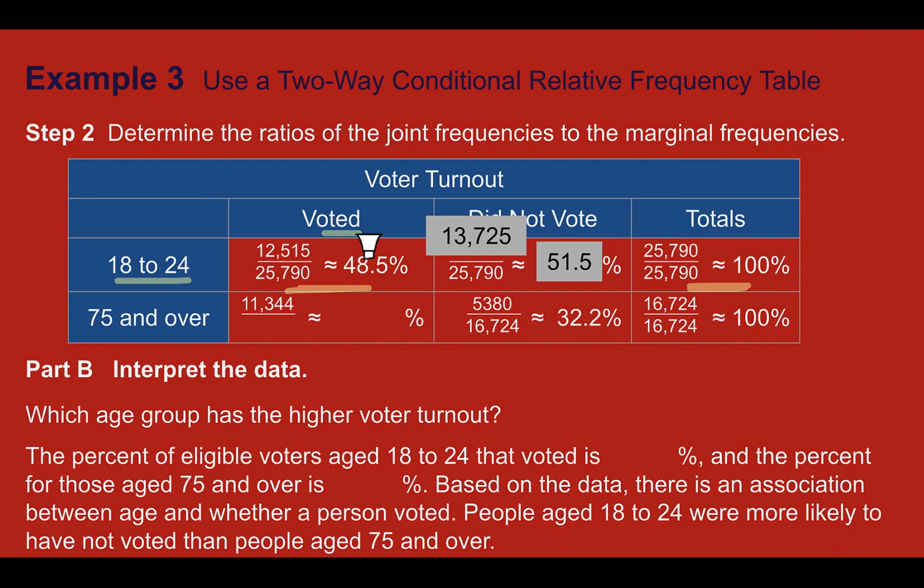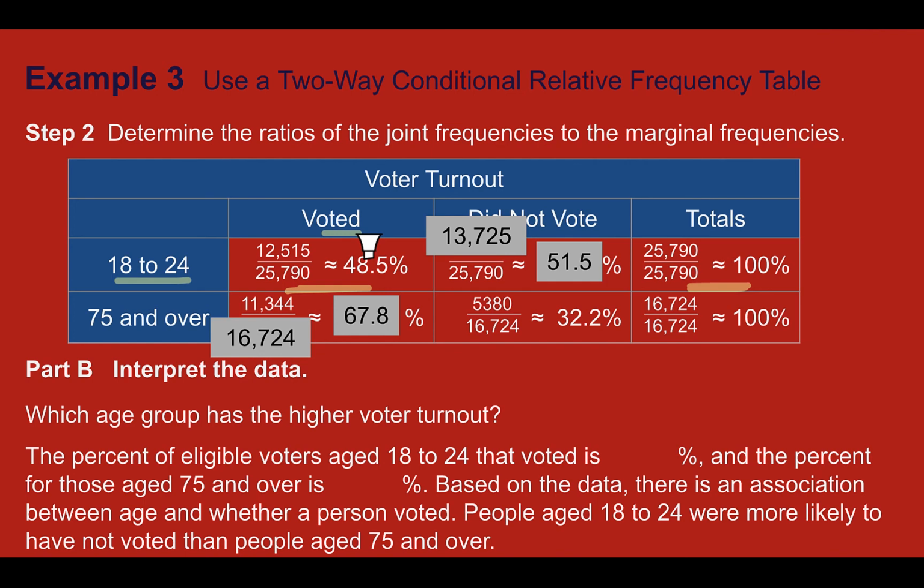Let's finish and figure out our percentages for the 75 and over. So the total here was 16,724. Dividing that out, 67.8% voted. And then they gave us that 32.2% did not vote.